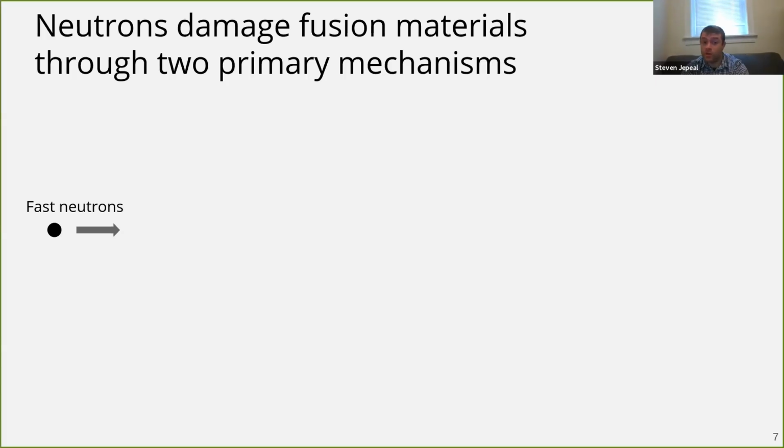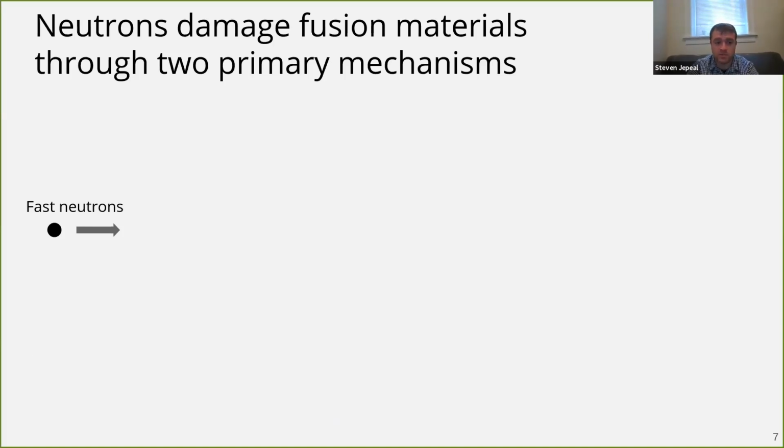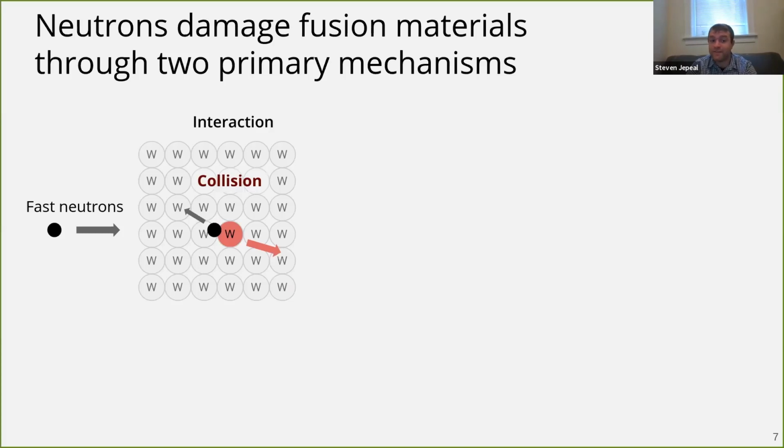For those who aren't familiar with radiation damage, neutrons damage components like this primarily through two rough families of mechanisms. The first one, which is more commonly talked about, is that particularly fast neutrons can collide with atoms. For the purpose of this talk, I'm going to focus on tungsten as an example of a plasma-facing material, but you could substitute in a different material here.